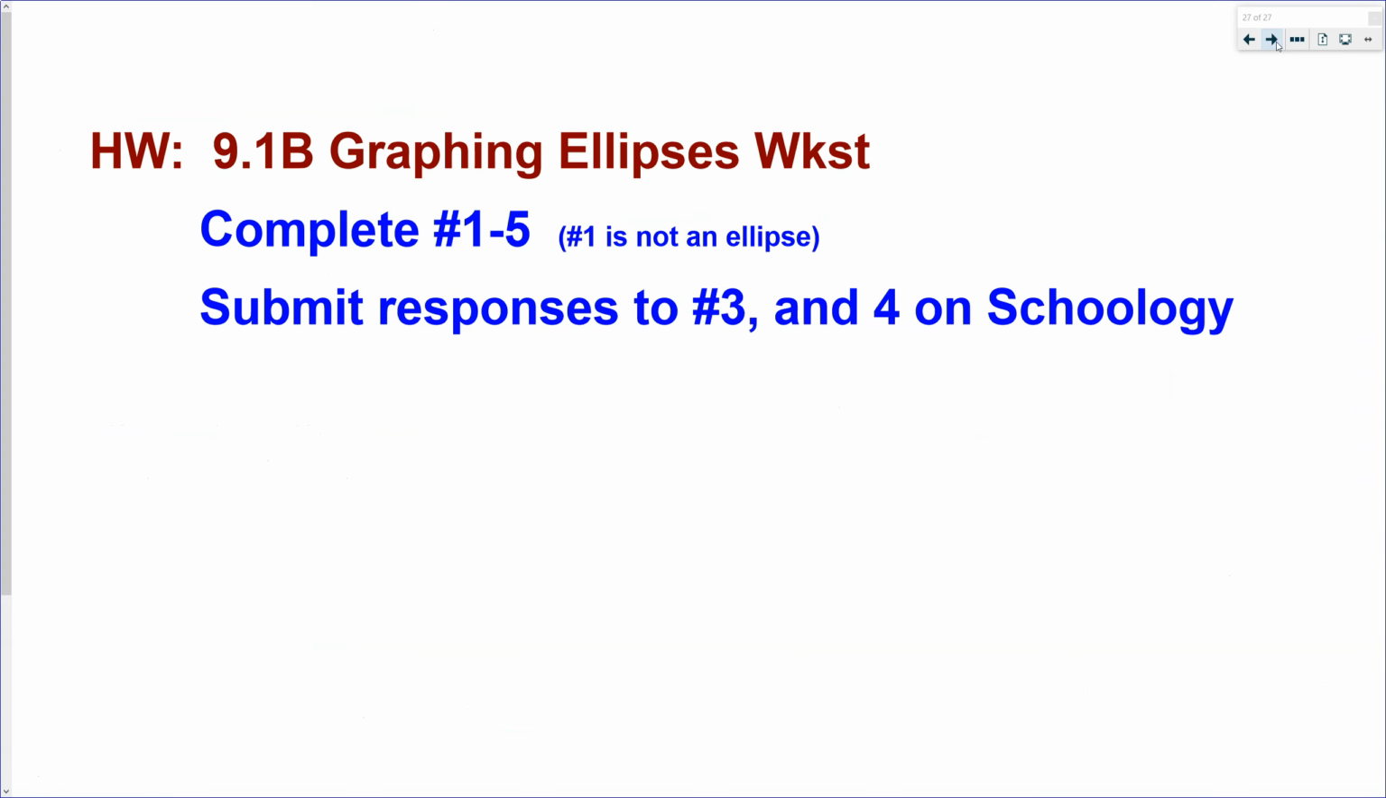Your assignment for today is to complete the 9.1b worksheet. You're going to do all the problems 1 through 5. Just a little note there that number 1 is not an ellipse. It's just a completing the square question. You don't have to graph it or do anything weird like that. It's just a single variable completing the square question. And then Schoology will ask for your responses to number 3 and number 4 today.